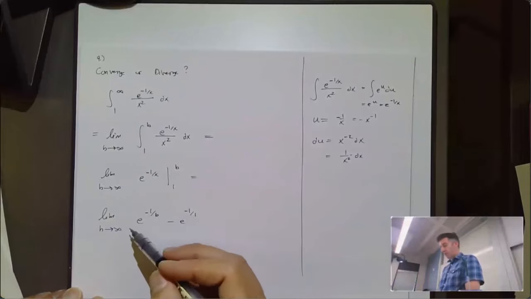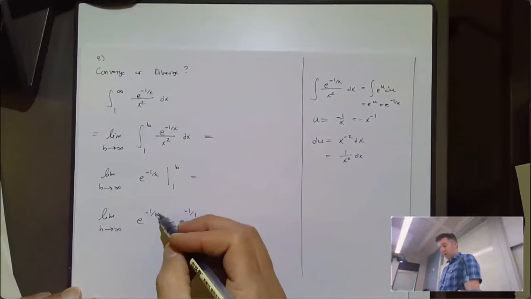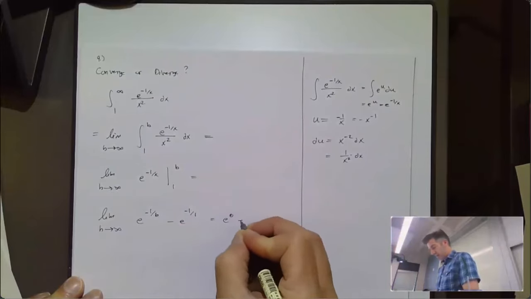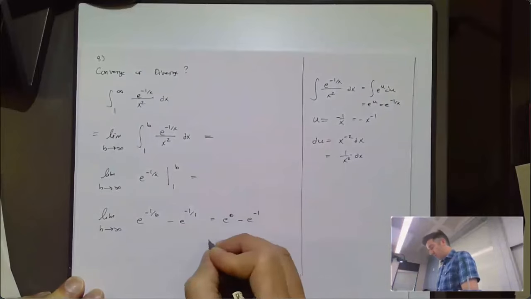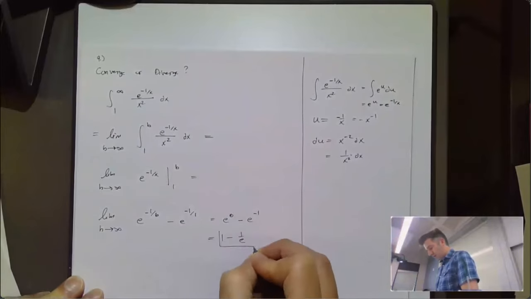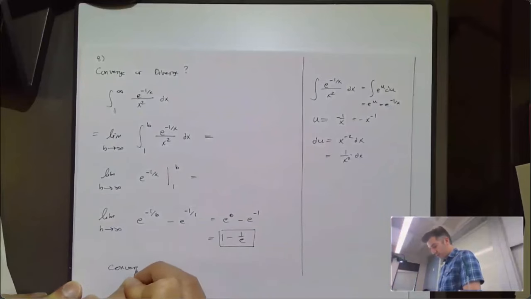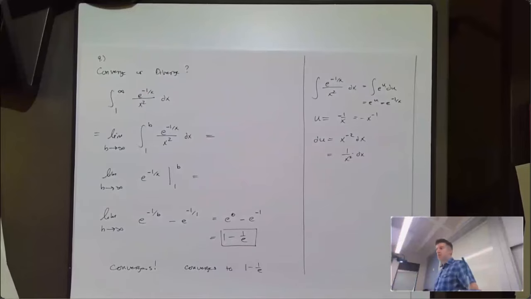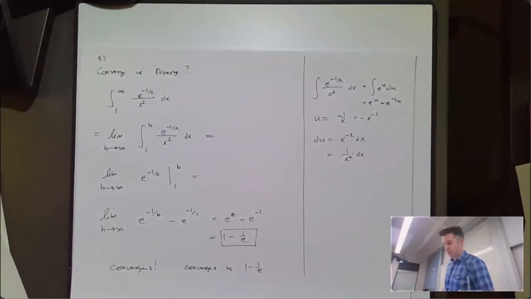Well, as b goes to infinity, 1 over b goes to 0. And so I'm going to get e to the 0 minus e to the negative 1, which is 1 minus 1 over e. So this converges, and it converges to that value. You can just say converges to 1 minus 1 over e. You don't have to say it converges and it converges to this, right? Saying it converges to that means it converges. Not too terrible a problem.